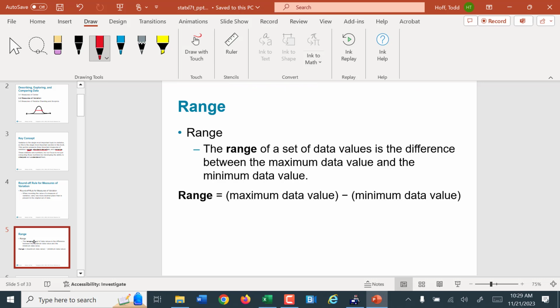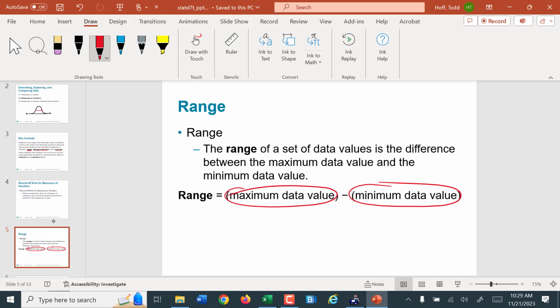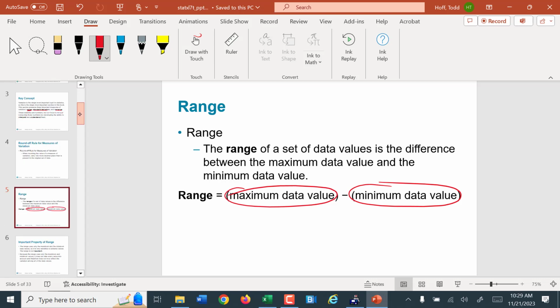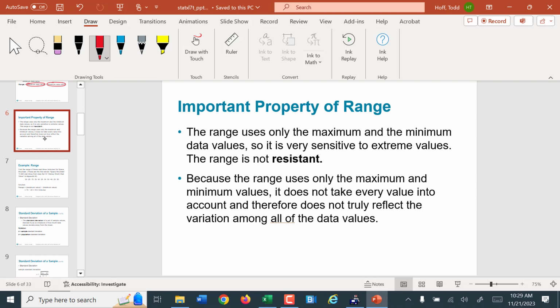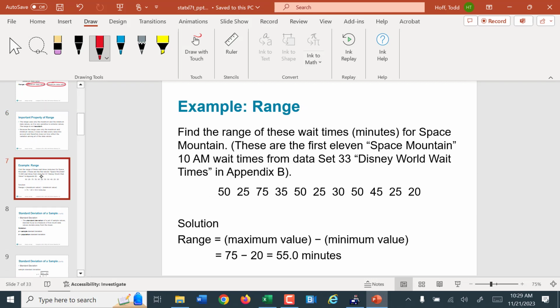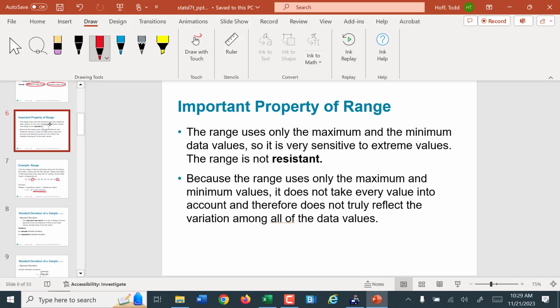So our simplest measure of spread is the range. And the range is simply found by taking the largest value in the data set, the maximum, minus the smallest value in the data set, the minimum. Let's jump down to an example. So here's our set of data. We find the largest value, which is the 75. The smallest is the 20. We subtract to get a range of 55 minutes. Well, back to this slide here then.